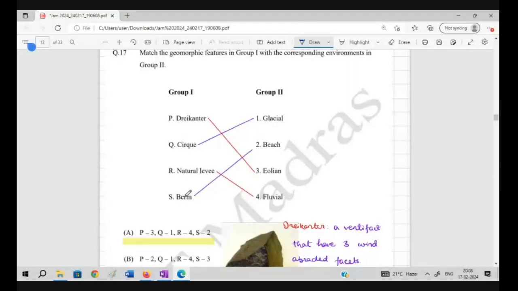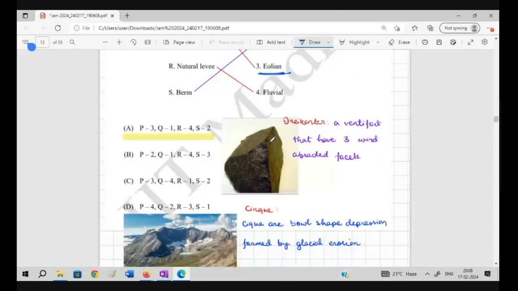Again, it is a column matching. So let's match the geomorphological features with their respective environment. The drain canter, if you remember, these are a type of ventifacts. Okay, and ventifacts, if you remember, they are created due to wind action, means they are created in aeolian environment. Okay, here you can see this is a drain canter. Okay, and drain canter is a three-phased ventifact. Okay, ventifacts are of three types: end canter, join canter, and drain canter.